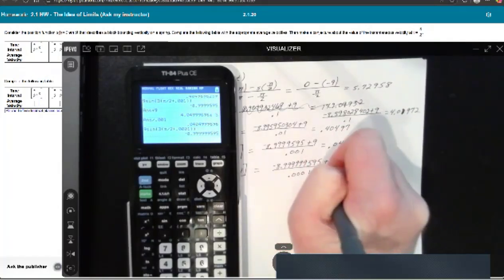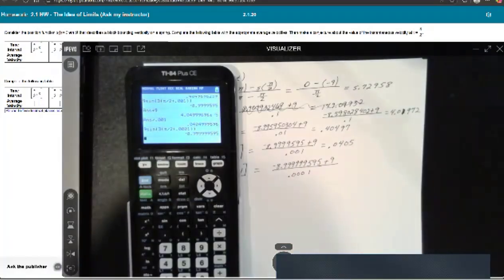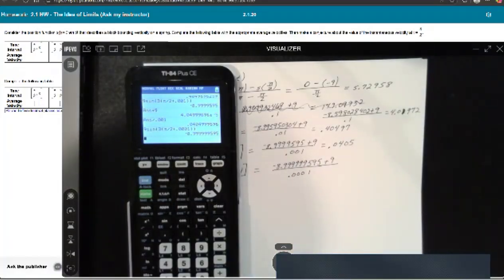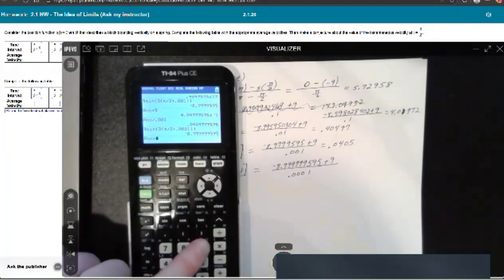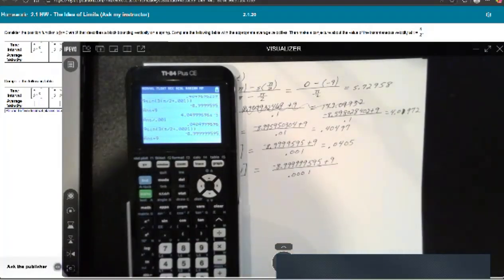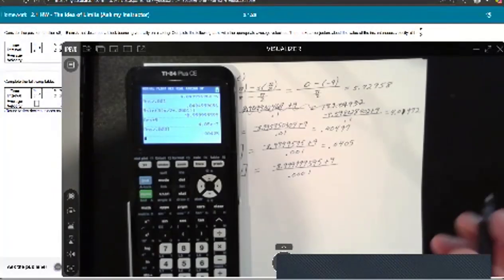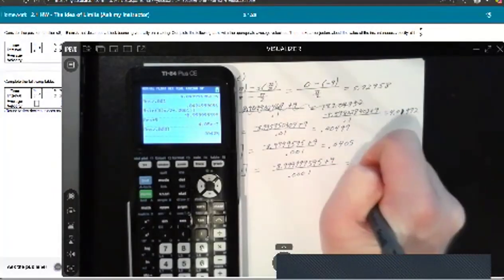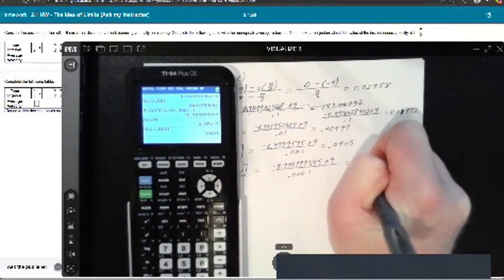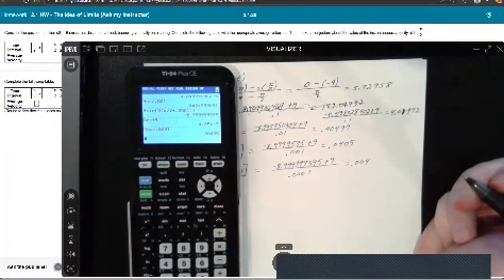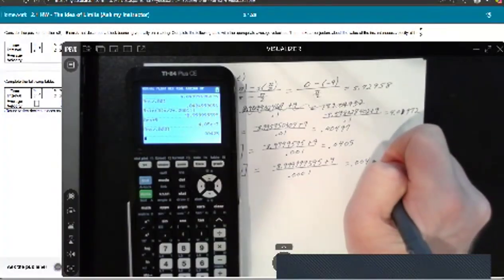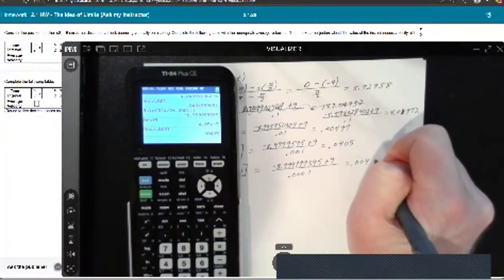As in all the other ones, we're subtracting the position function at pi over 2, which is going to be plus 9 again. We will divide that by the difference in the horizontal component, which is 0.0001. And when I do that, I'm getting 0.00405. Yeah, that's 5 decimal places. 0.00405.